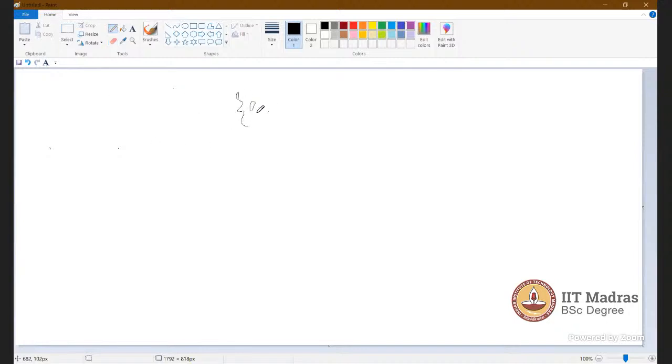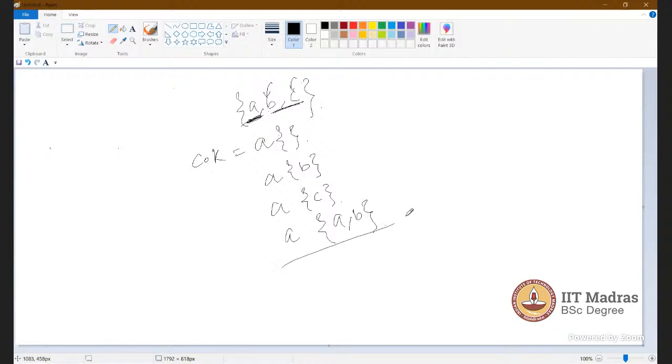So if A, B, C, A is the candidate key. Suppose you have to take this particular attribute, then the possible combinations are: the empty set is also possible. You have to find the power set. Include B also, and C also, and AB, since A is there. This is possible.